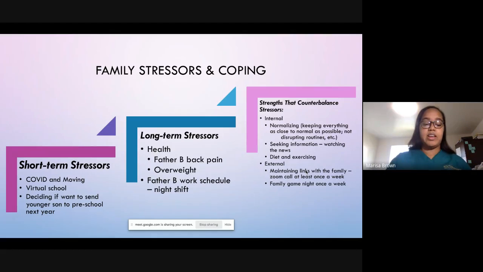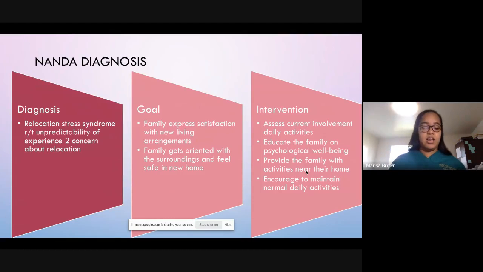Strengths that counterbalance the stressors are normalizing or trying to keep their daily routine as close to normal as possible to not disrupt the kids' routine, seeking information concerning COVID and the precautions that need to be taken to keep their family safe, maintaining the link with family through Zoom calls at least once a week, and family game nights once a week. Nursing diagnosis.